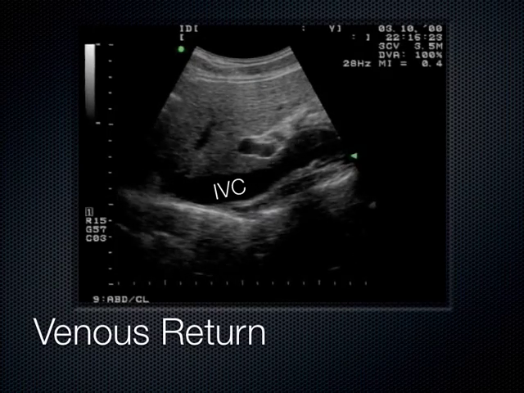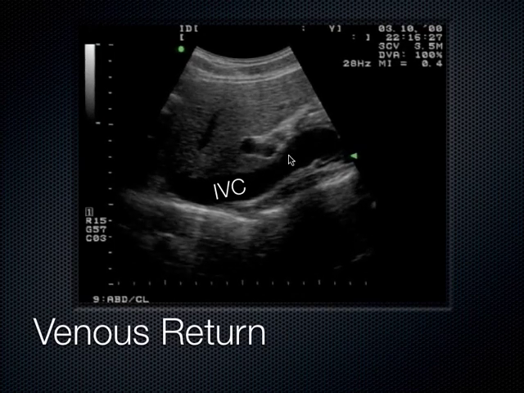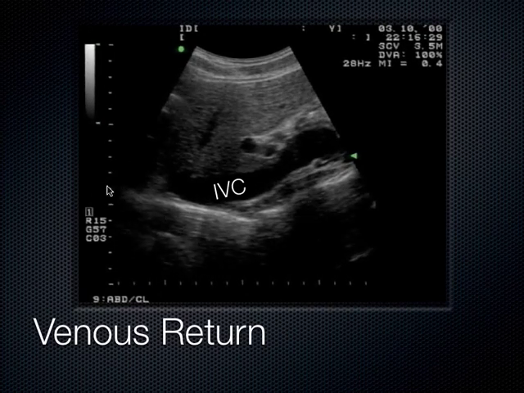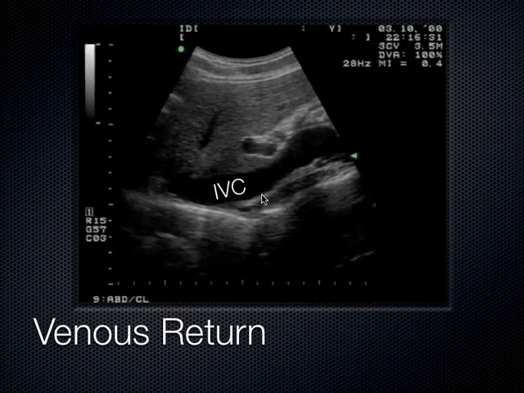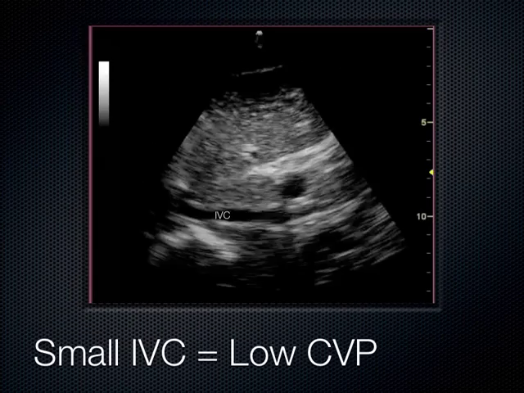This is what it looks like. This is a patient who's breathing in and out. There's absolutely no change of their IVC. If I look over here at these calipers, maybe it's about 1.5 or 2 centimeters. I'm not dropping calipers here, but I'm just demonstrating that.